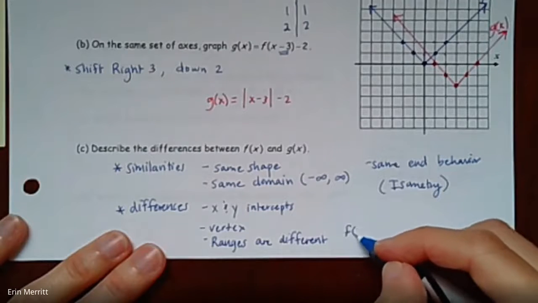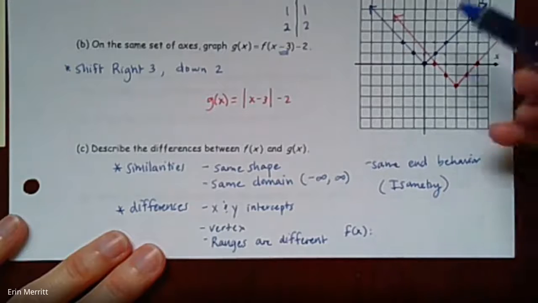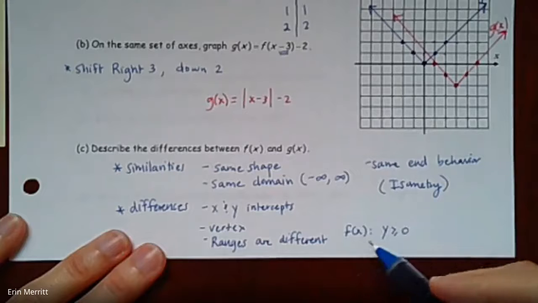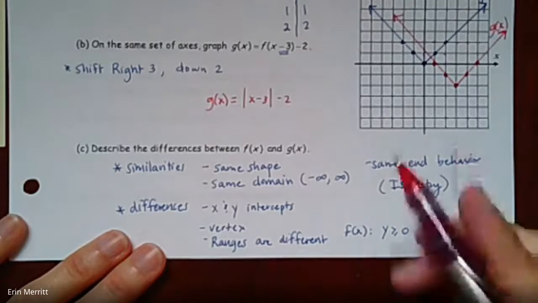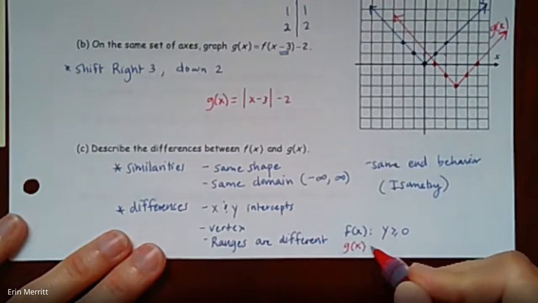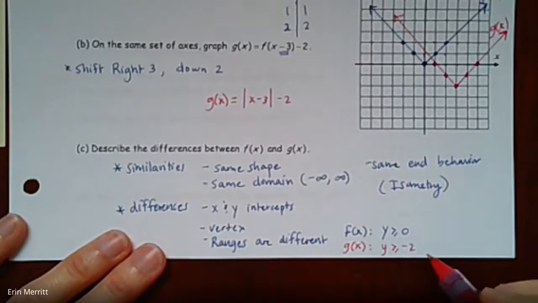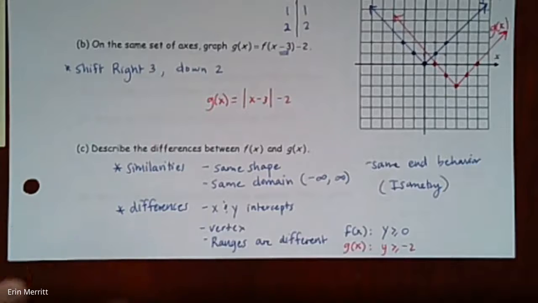So, for the original f of x, the range there was all the y values greater than or equal to 0. And then for our g of x here, because the graph got shifted down, so did the range of values. So it was y greater than or equal to -2. So just some things to notice: it's still the same shape. It has that same behavior, but when you move it to a new location, everything about it kind of changes along with it.